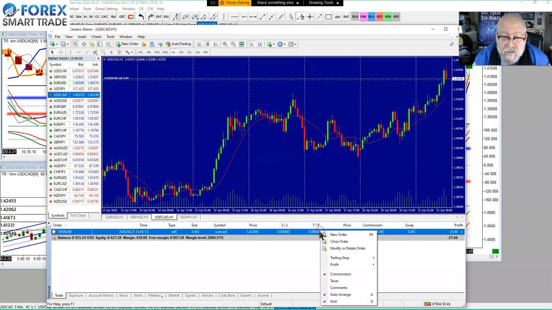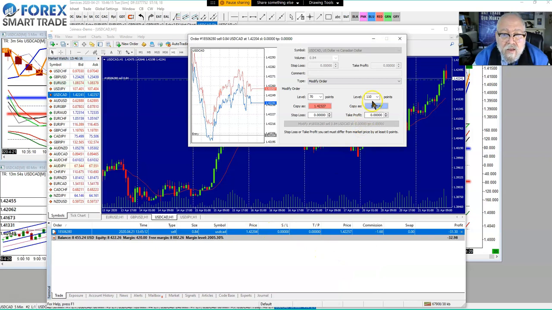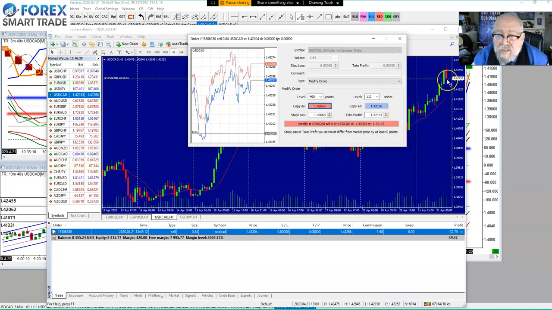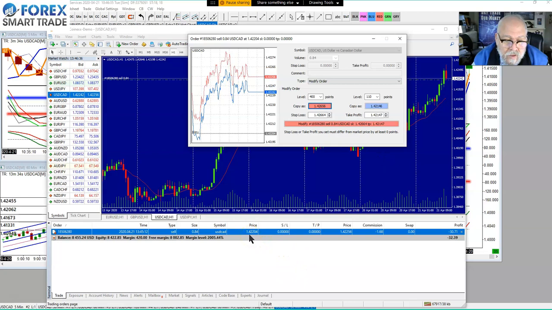So I right click anywhere along the blue line, go to modify. I'm going to put this at 10. And for now, I am going to go to 40 pips equals 400 points. And I want to get actually 10 pips from where we got in. It's pulled back just a bit from where we got in. So I'm going to look here. I got in at 42.10.